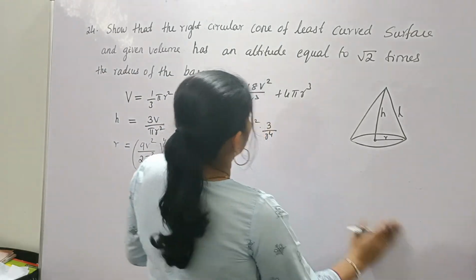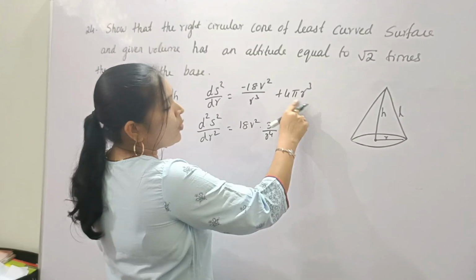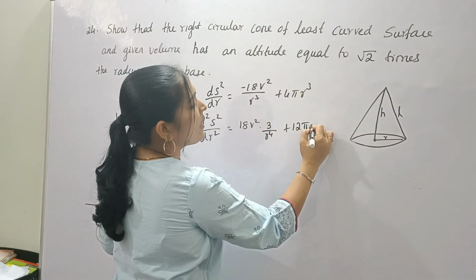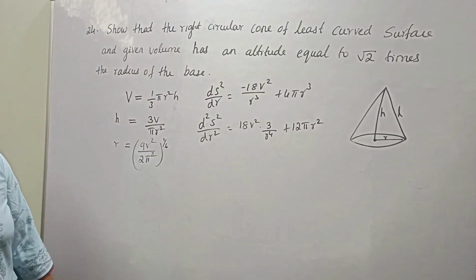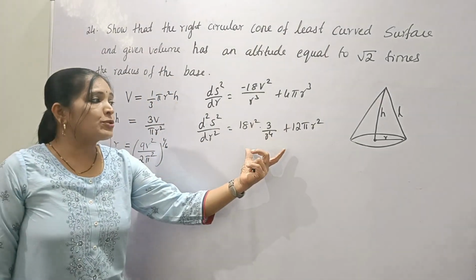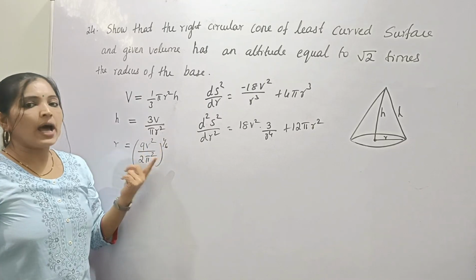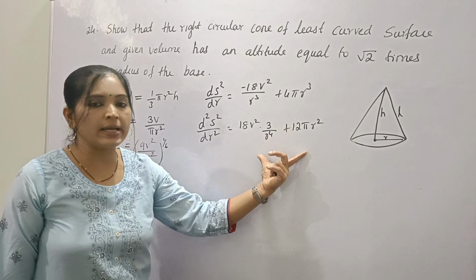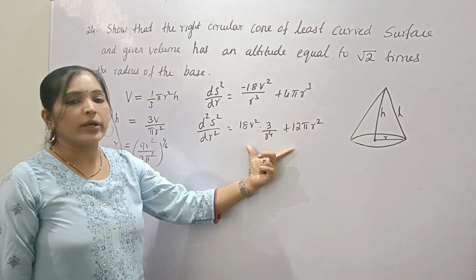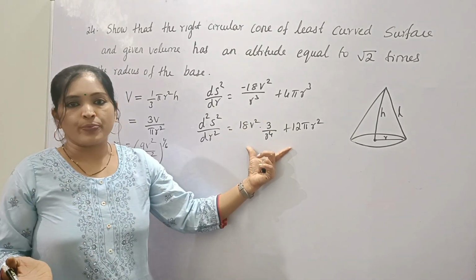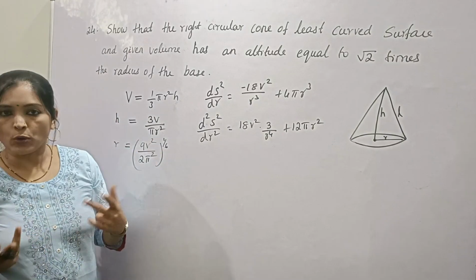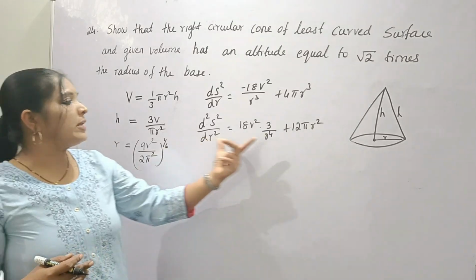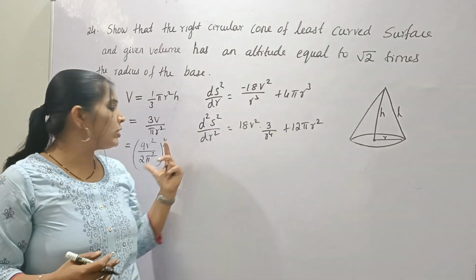Then plus the derivative of this one: 4 pi is constant, derivative of r cube is 3r square, so 3 into 4, 12 pi r square. Then see here, when we substitute r is equal to this value, r is equal to (9v square by 2 pi square) whole raised to 1 by 6, in this d square s square by dr square, obviously it will be positive, right? Because volume is positive, and we know the value of pi, so here we have to substitute r is equal to this one.